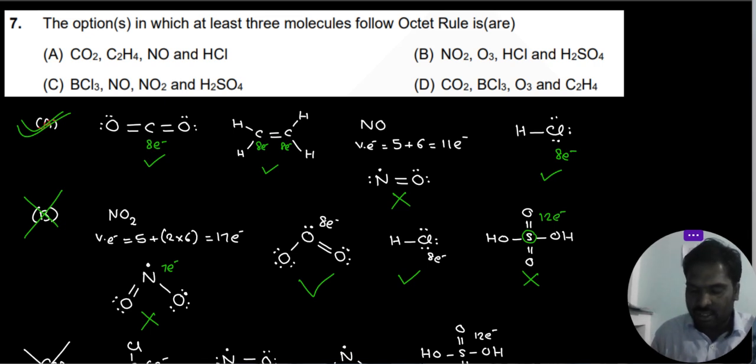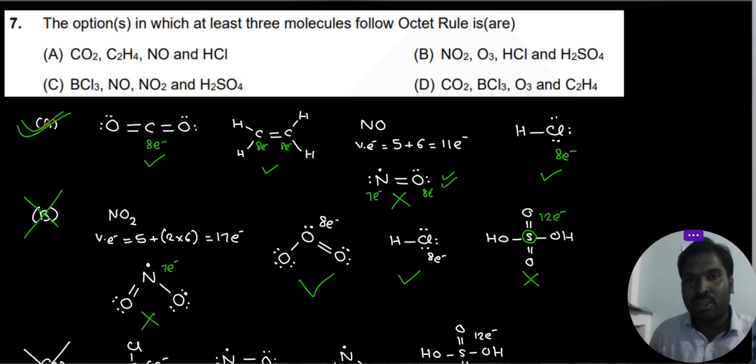We can write the Lewis dot structure. This is the Lewis dot structure. So around the nitrogen here, two bond pairs, one lone pair, one single electron, means 7 electrons are there. How many electrons are there? 7 electrons. So around the oxygen 8 electrons are there, but around the nitrogen 7 electrons are there. It is not obeying the octet rule.